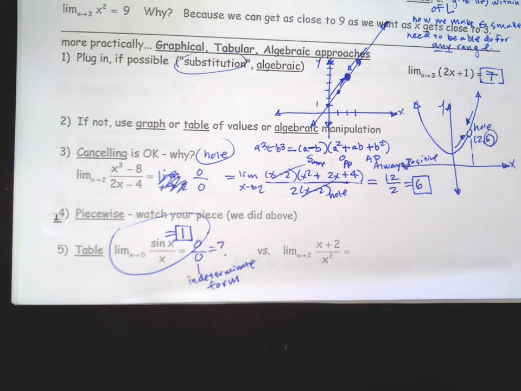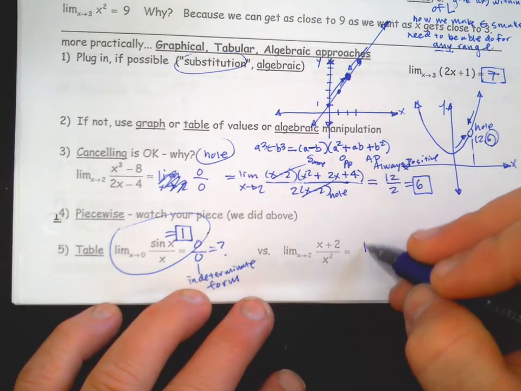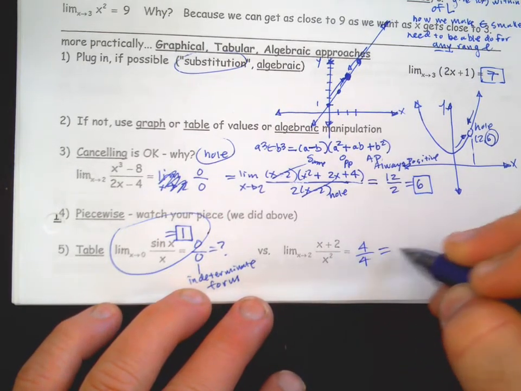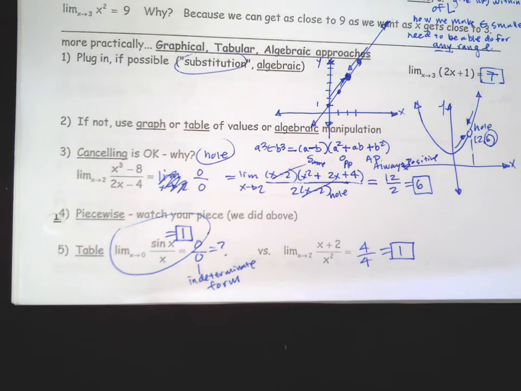So sine x over x, which is kind of weird too, because the value of sine actually gets close to the angle that you're plugging into it for small values of x. This one here, if we just plug 2 in, we get 4 over 4 equals 1. That's a different situation. That's a continuous graph there.